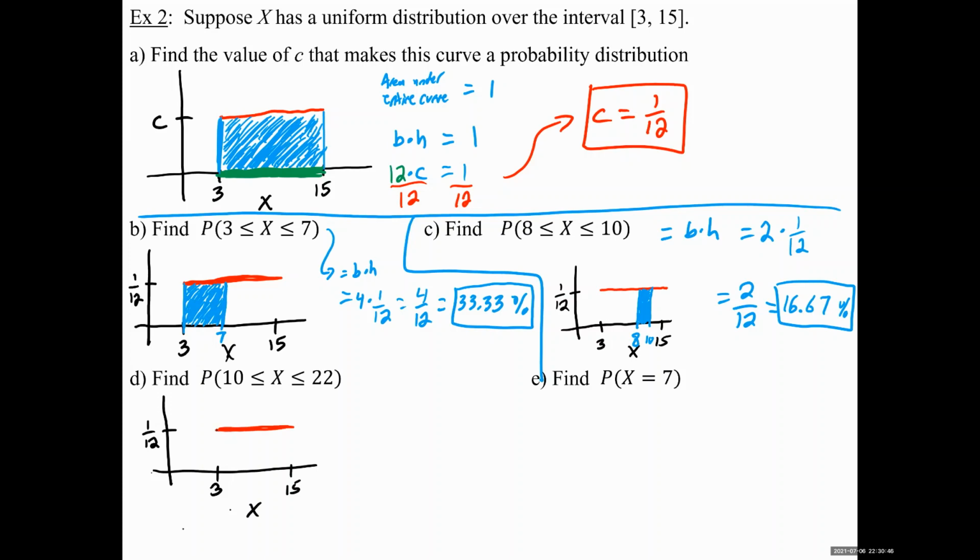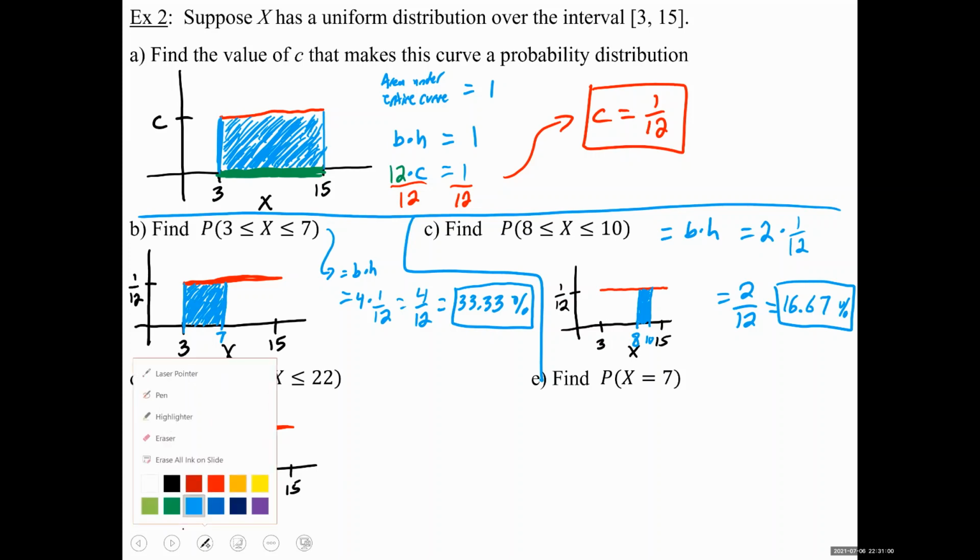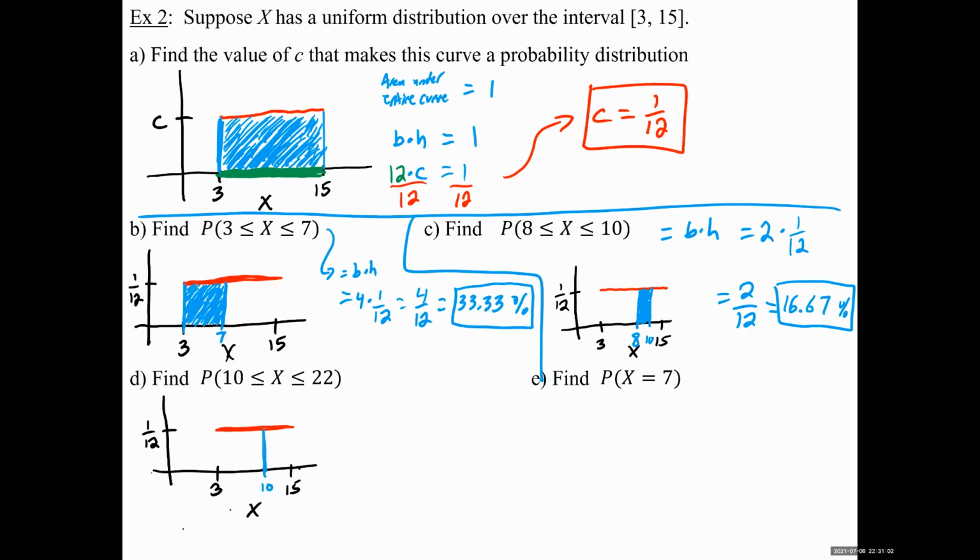All right, now let's locate these numbers. Okay, first number is 10. So 10 is between 3 and 15 somewhere. Let's say it's like there. Put the number 10 there, go up to the curve. The other number is 22. 22 is past 15. So, you know, it's like over here somewhere.